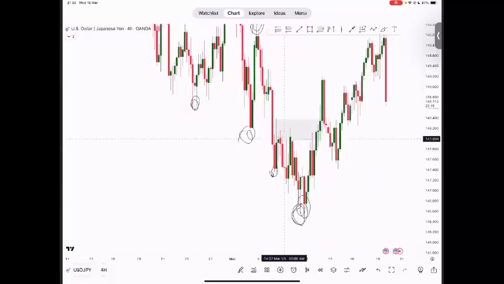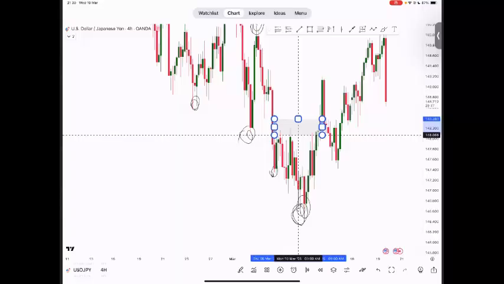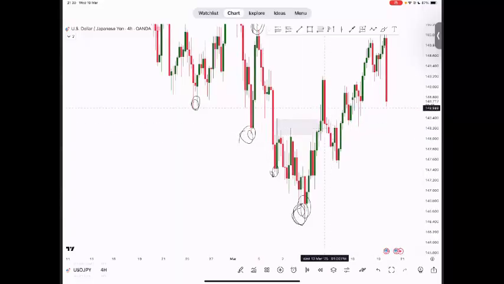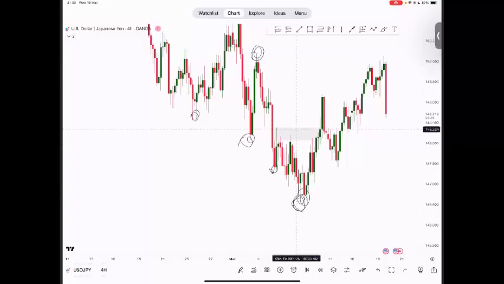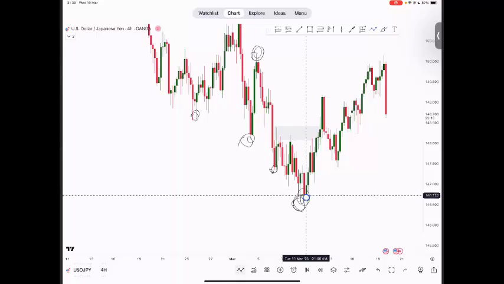This one here, before changing character by sweeping above that high. Now, why was that particular high swept? Why wasn't this a valid supply zone that price would have reacted from, sold from, and continued its own way? So probably mitigate and then sell, right?